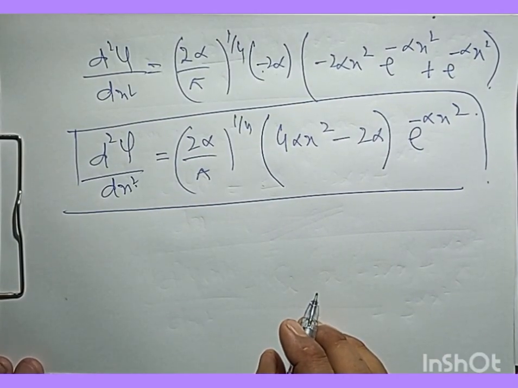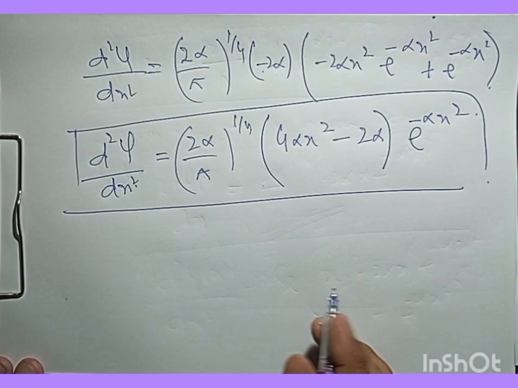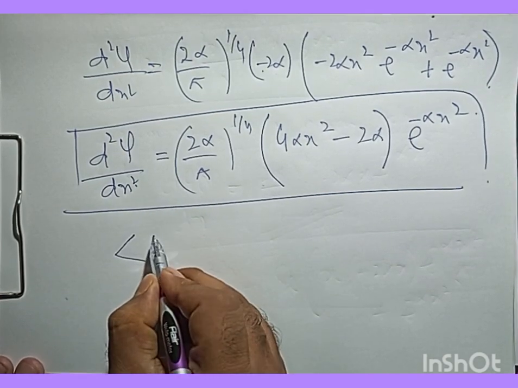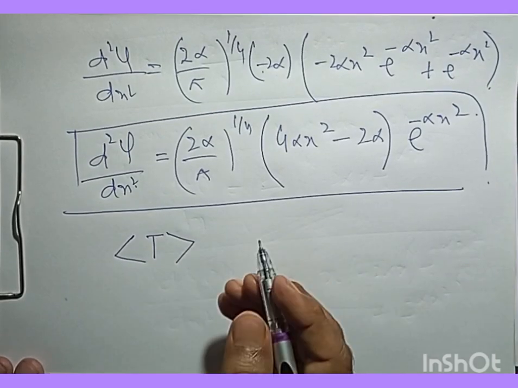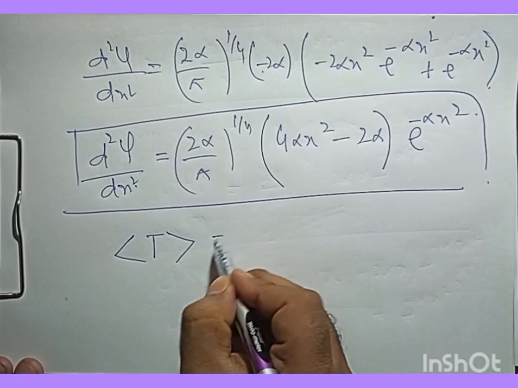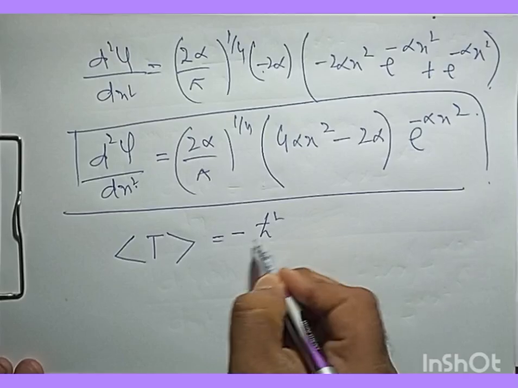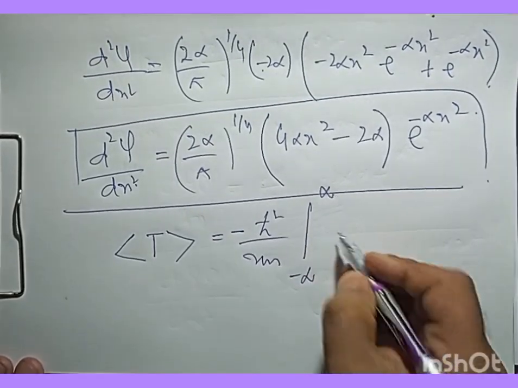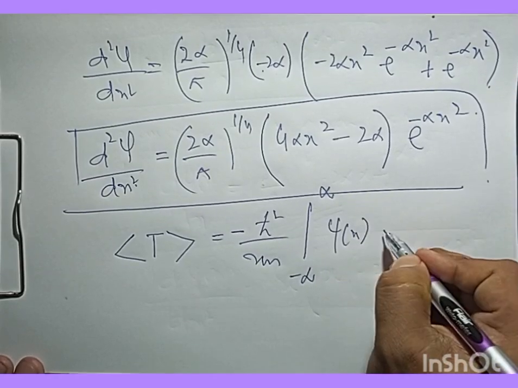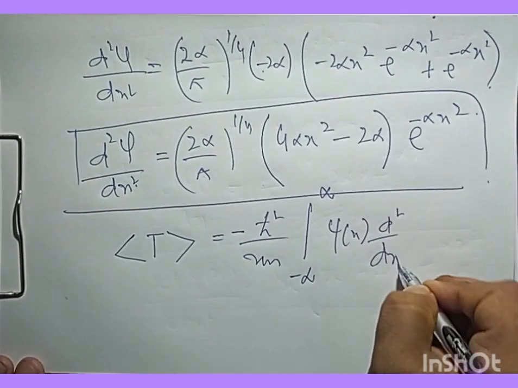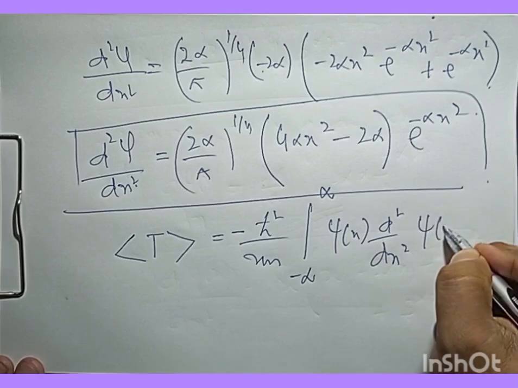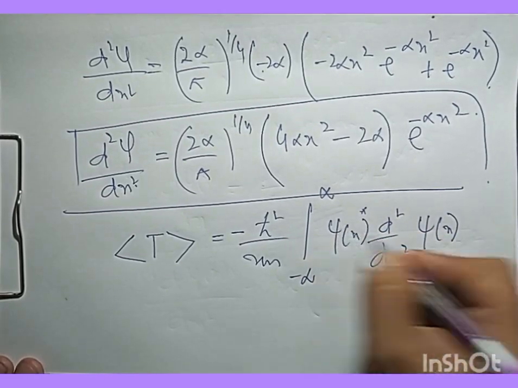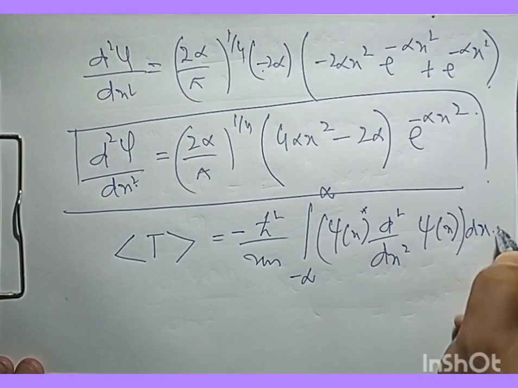And now, if we have to calculate its expectation value, let me call the expectation value of kinetic energy T. So T refers to the kinetic energy. What will that be? That will be minus h cross square by 2m, then the integral from minus infinity to infinity of psi of x, then d2 by dx2 acting on psi of x, so it should be the complex conjugate of it, then dx.